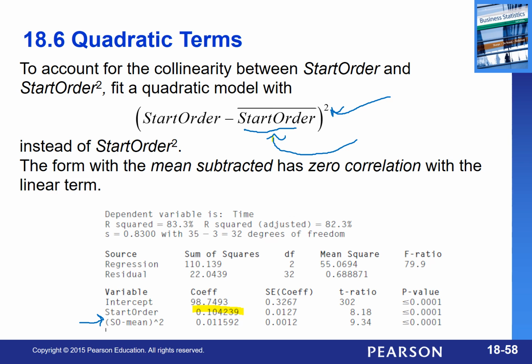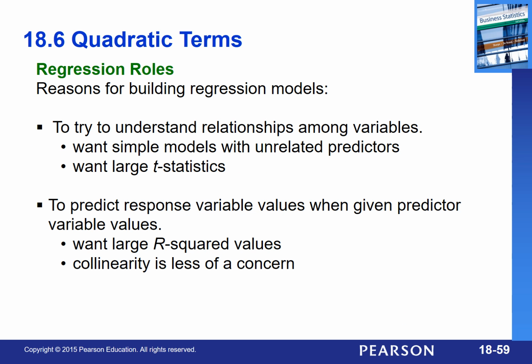And if you do that and then redo your model using this new start order minus the mean squared, you notice that, hey, my coefficient for start order is back to being something positive. I appear to have fixed this problem. Also, if you look at the VIF values for start order versus start order minus mean squared, it comes out as, oh, these don't appear to be correlated, which is a good thing. Cool.